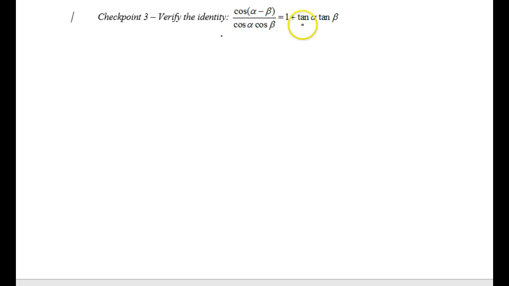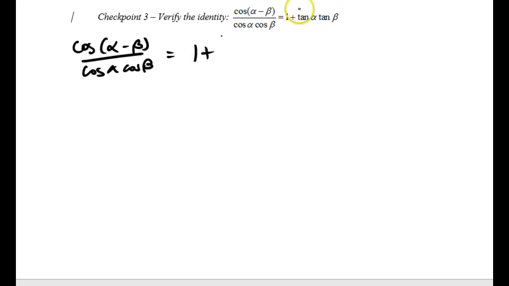We're going to verify this identity, and I'm going to start with these tangents over here. So I'm going to change them into sines and cosines because you know I like to do that first. So cos(α − β) over cos α cos β equals 1 plus the tangent becomes sin α over cos α times sin β over cos β.